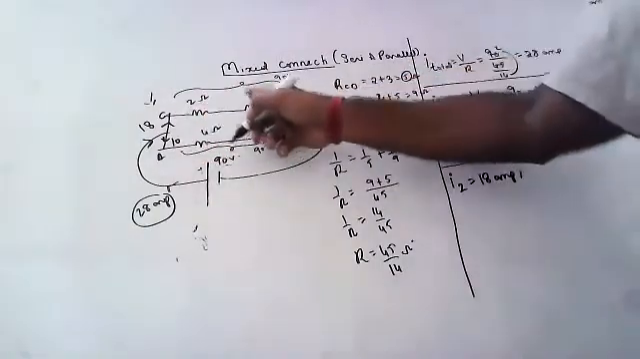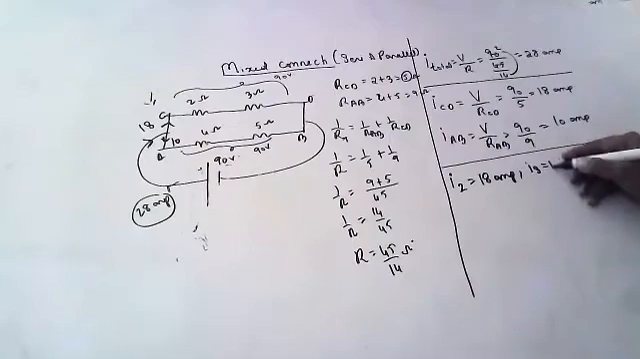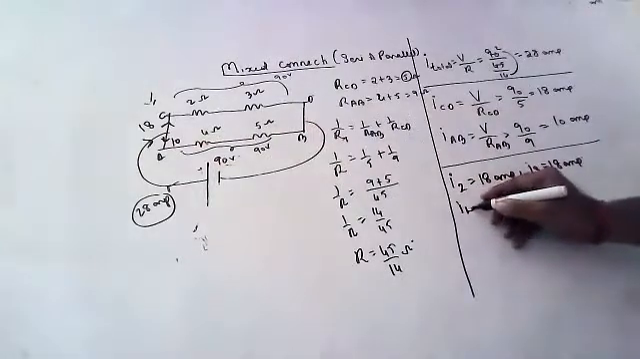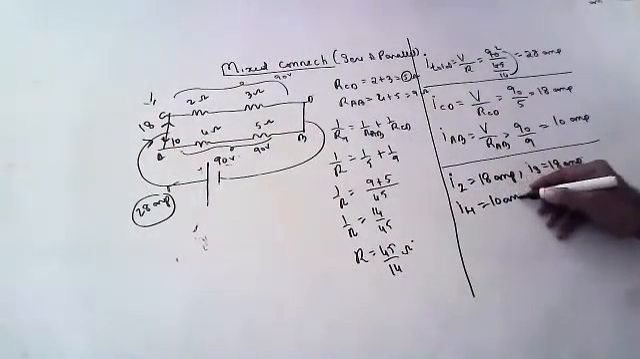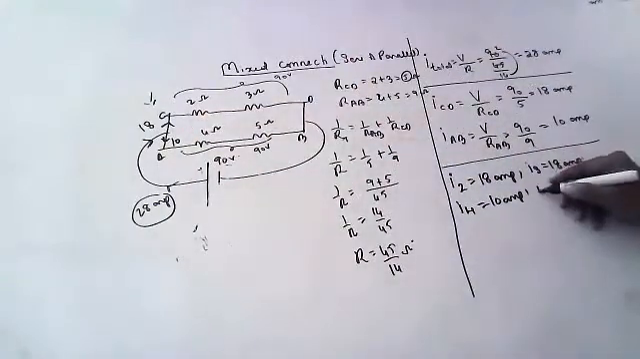And what will be the current across 3, children? Current across 3 also will be 18, because in series current is constant. And what will be the current across 4, children? 10 amperes. And what will be the current across 5, children? 10 amperes.